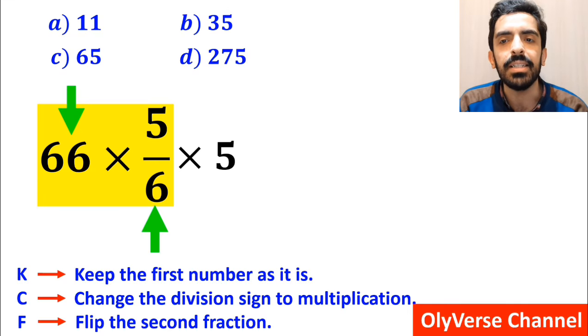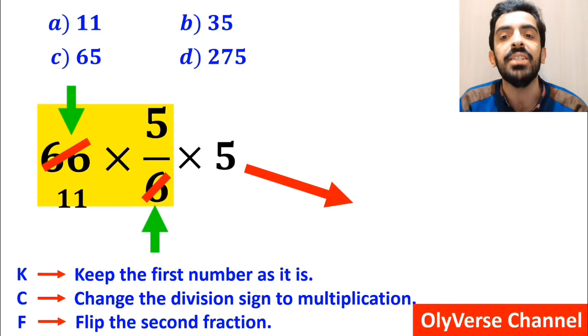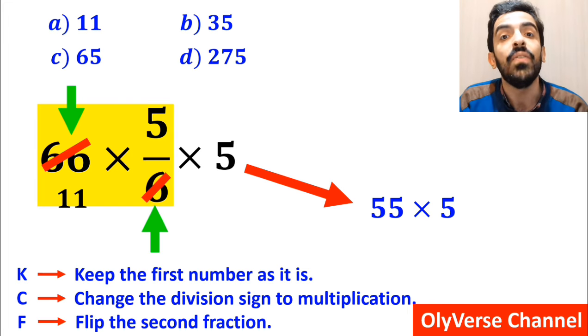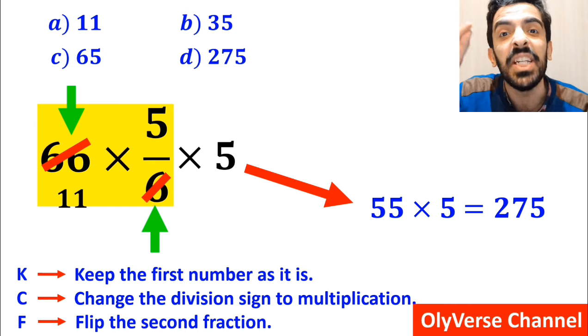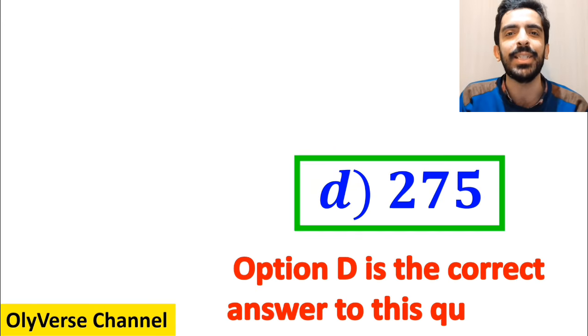Okay, as you can see on the screen, the number 66 simplifies with the 6 in the denominator and instead of this expression, we can write 11 multiplied by 5, which finally gives us the answer 55. Therefore, option D is the correct answer to this question.